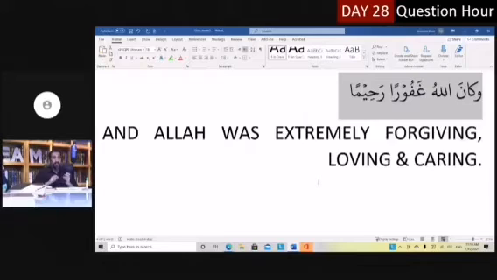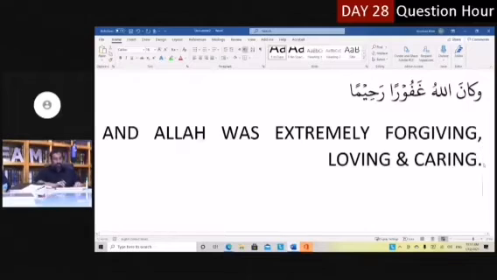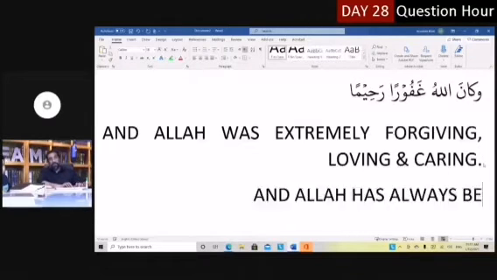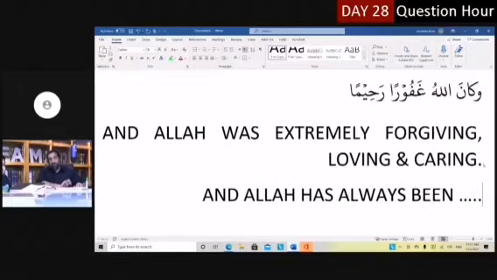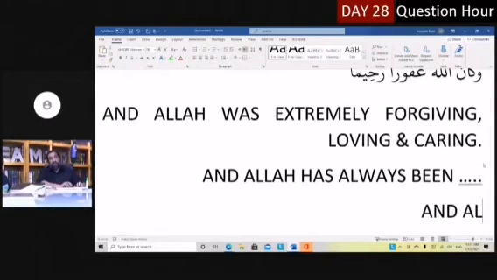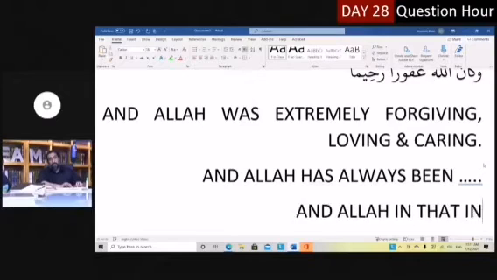Now, sometimes I'll give you some balagha nuggets here and there, but I'm not showing you the entire gold mine because it's too big. And I want to take a systematic approach to teaching you that. For now, you should know, kana Allahu can be understood as, and Allah has always been. Now, that sounds great, that Allah has always been. And it can also mean, and Allah in that incident was.